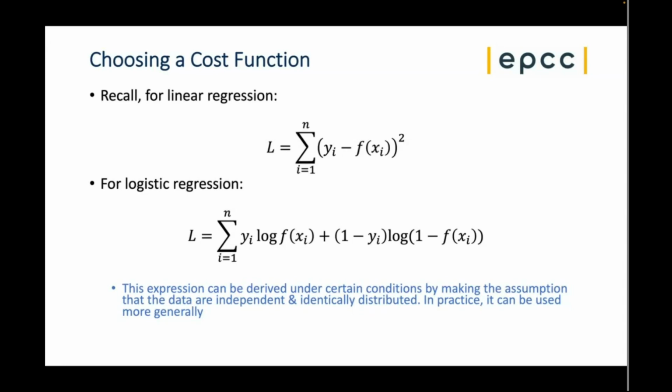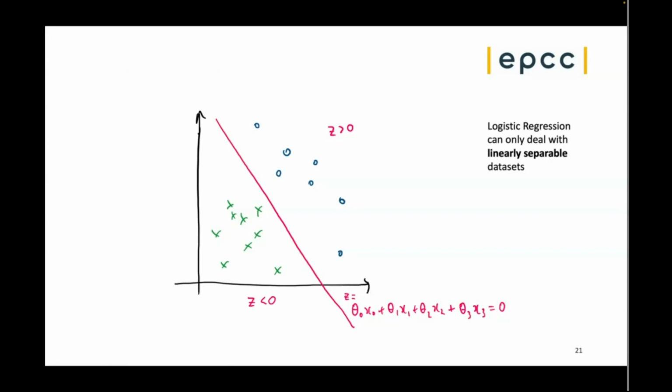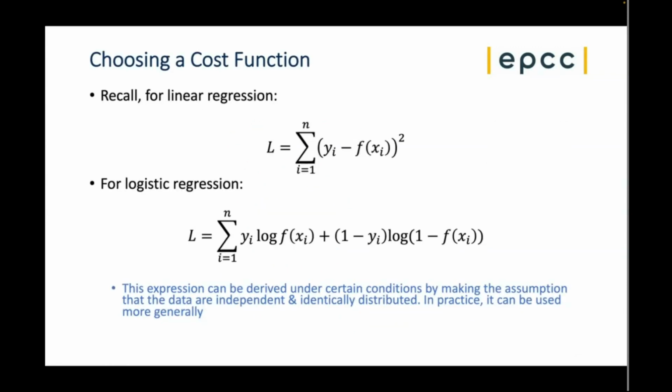Another thing that we do with logistic regression is that when we're finding that dividing line, we need a cost function, just like we did for linear regression. This was the one we used for linear regression. For logistic regression, we have one that looks quite a bit more complicated. Where does it come from? Well, you can derive this expression for a cost function under certain specific conditions, making the assumption that the data are independent and identically distributed. In practice, it can be used more generally.